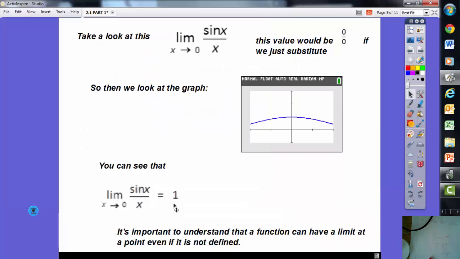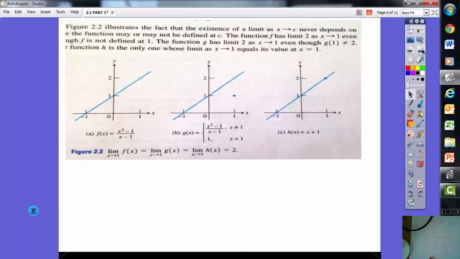And this is one you're going to have to memorize. You're going to be getting a list of about 10 or 15 things per semester that you have to have memorized, and this is one of them. So the lesson here is, even though at 0 the function is undefined, the limit is still defined to be 1. The function doesn't have to have a value, but the limit can still exist.